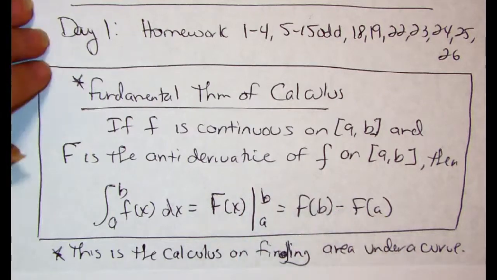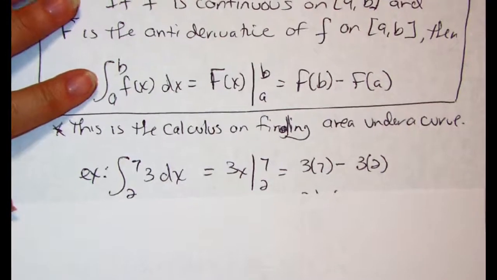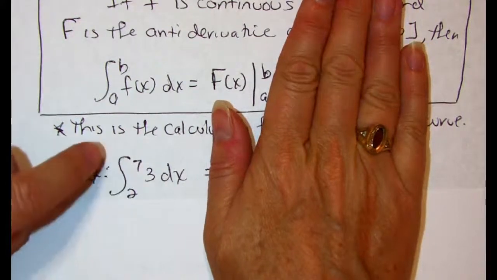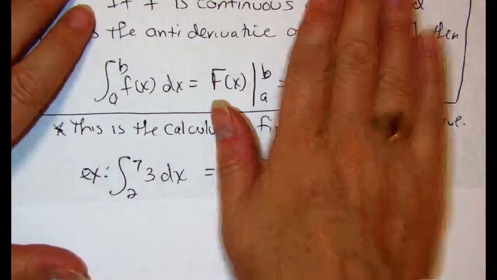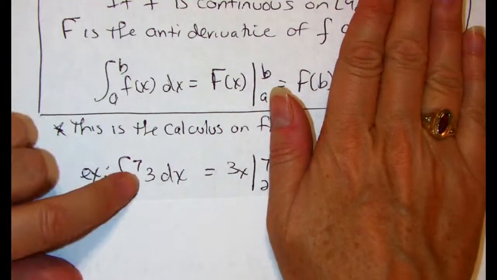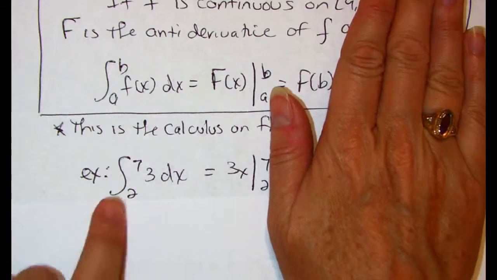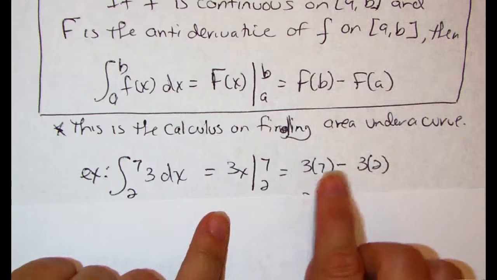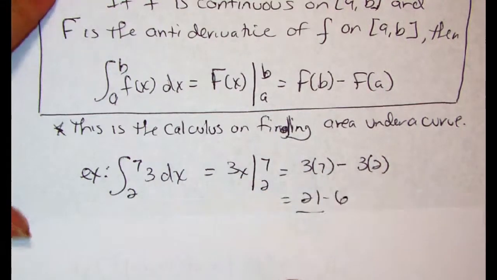So let's do an example using the fundamental theorem of calculus. Here is the first example. Here is my function, the integral of 3 from 2 to 7 of dx. Let's take the antiderivative of 3, that's 3 times x, and we're going to evaluate it from 2 to 7. So you put in 7 first, 3 times 7, and you subtract, and you put in 2 for x in the second one. So that would be 21 minus 6, which is 15.